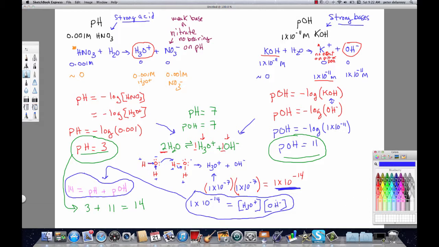And in finishing, we're going to call this constant, this 1 × 10 to the -14th, what is called the Kw for water. Capital K with a little w here to indicate that this constant has to do with the ionization of water into H3O plus and OH minus.